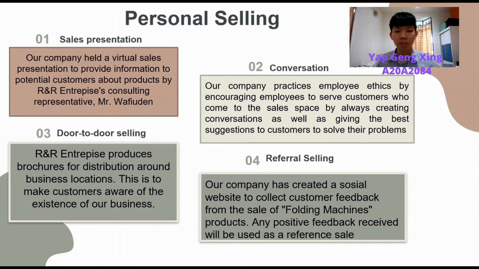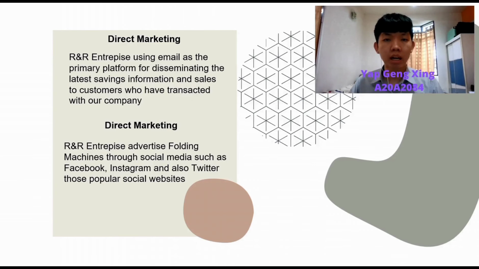The fourth is reference selling. Our company has created a social website to collect customer feedback from the sale of folding machine products. Any positive feedback received will be used as a sales reference. Last is direct marketing. R&R Enterprise uses email as the primary platform for disseminating the latest savings information and sales to customers and to transact with our company.